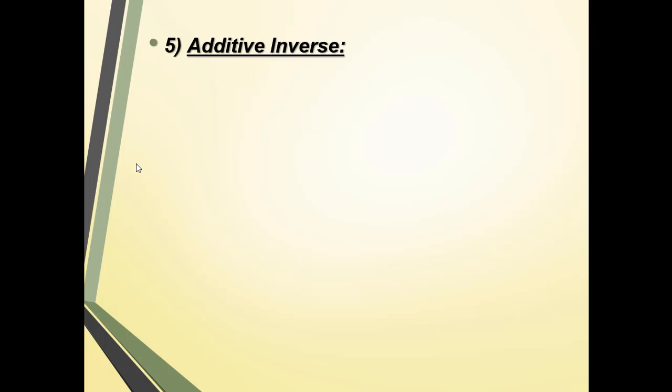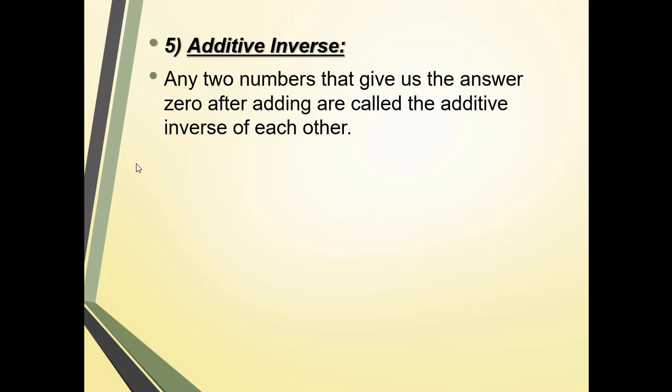Number 5, additive inverse. Any two numbers that give us the answer 0 after adding are called the additive inverse of each other. For example, 2 plus minus 2 is equal to 0, because plus 2 and minus 2 cancel each other. Similarly, minus 6 plus 6 is equal to 0, because minus 6 and plus 6 also cancel each other.